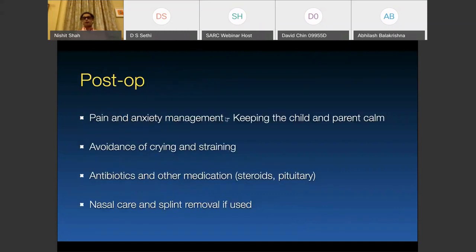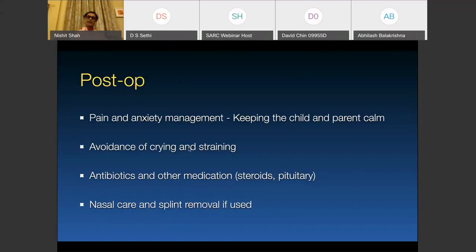In post-op, again, we have different issues because there is pain and anxiety management. There's anxiety on two fronts. There's anxiety on the child front, and anxiety on the parent front. And so if the child is in pain or not in pain, the parent is probably the first person to tell you that the child is in pain, and how they respond will let you adjust the threshold of pain management in amounts of dosage.